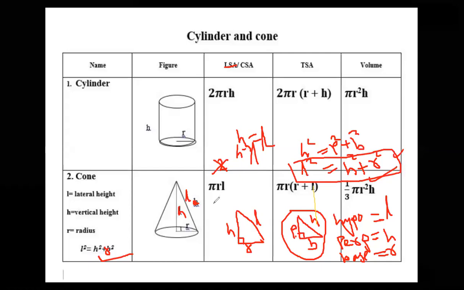Okay, so once again, let us memorize the formulas of the cone. What is the formula of CSA of cone? Pi R L. TSA of cone? Pi R, R plus L. And what is the formula of volume of cone? It is 1 by 3 pi R square H. Memorized? Did you copy all this? I think yesterday also we copied this one. If you have not copied this, you can copy quickly.